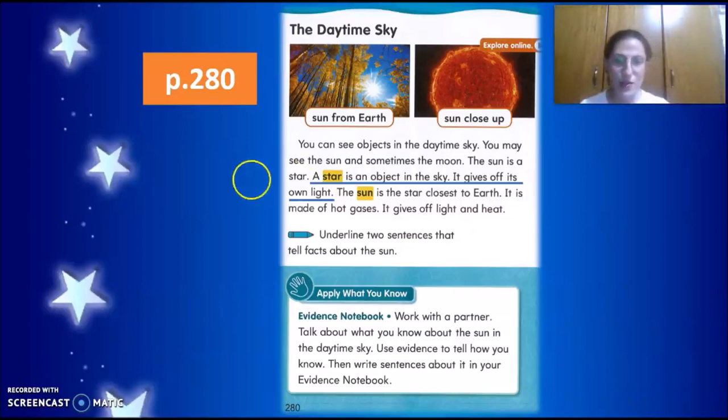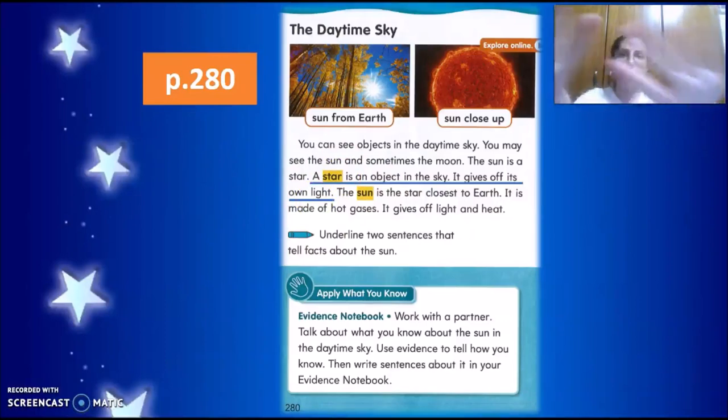Excellent. Now they told us, you guys can remember, we have to keep on repeating it until we memorize it really well. So what is a star? A star is an object in the sky that gives off its own light. That's why we could see it at night, because it gives off its own light. Clear? Excellent. Now they said, underline 2 sentences that tell facts about the sun.